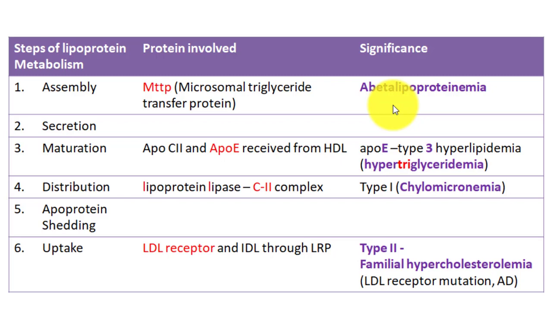What happens in abetalipoproteinemia is that in blood there is no B100 or B48. So there is no chylomicron, VLDL, IDL and LDL in blood. If there is no B48 chylomicron, lipid will not be absorbed from the intestine and lipid will not be transported to the tissues. Because of that, there will be deficiency of fat soluble vitamins and essential lipids, and this will cause big problems.